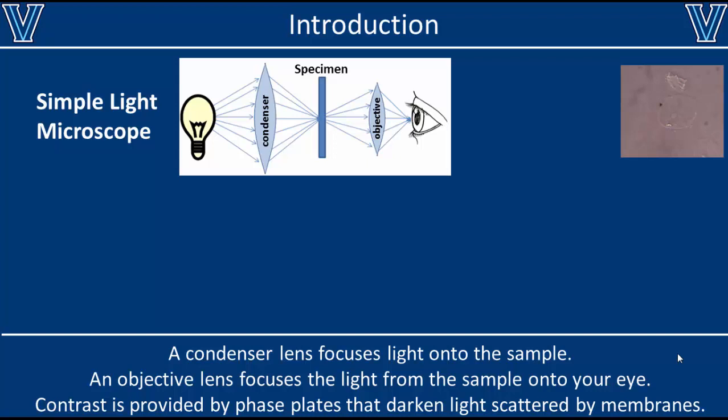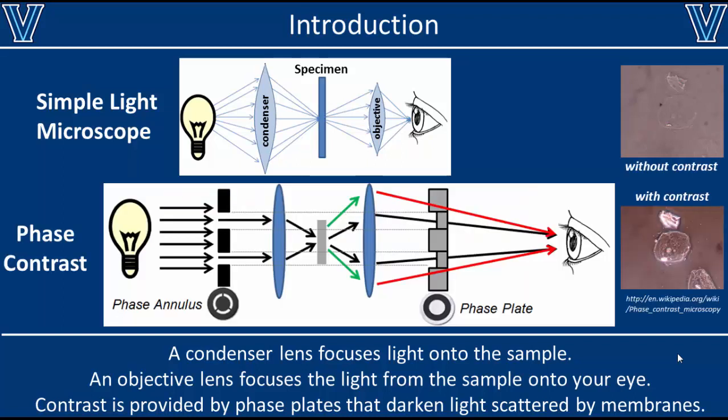The light then travels through the specimen and is again collected and focused by another objective lens onto a focal point that you can view. That produces an image such as the one shown on the right here. While simple light microscopes are sufficient for viewing colored samples, most biological samples, including cells, are transparent and will almost appear invisible as shown in the image on the right.